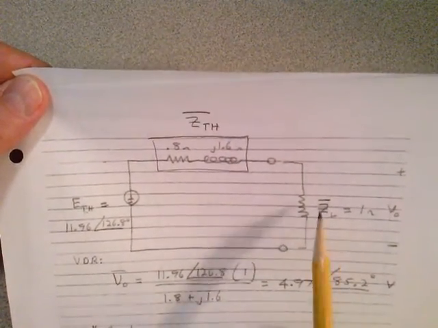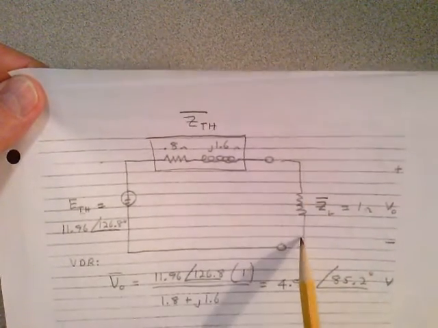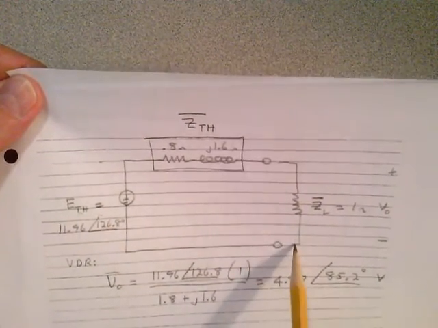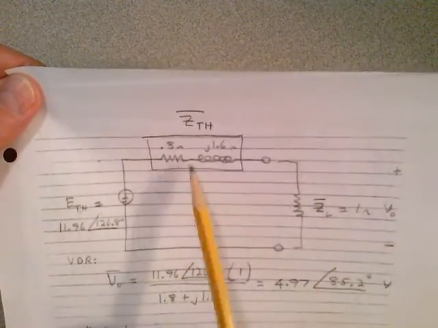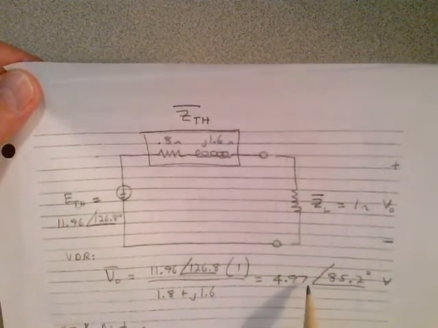So now I can calculate the output voltage in this problem. I just put the 1 ohm back on out here and I use the voltage divider rule. I take the total voltage times this pure resistance divided by the sum of these two. And I did that and I end up with the output voltage. The answer to this problem.